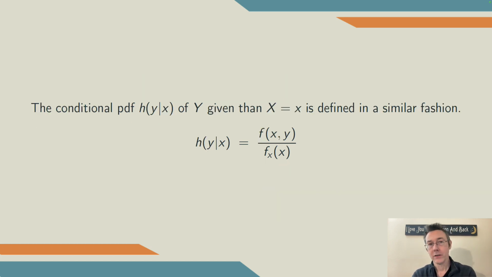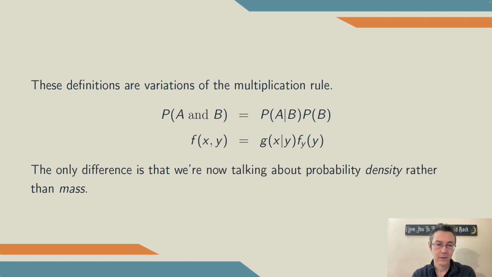Similarly, we can do a conditional distribution for the random variable y, given that the other random variable, x, has a specific value that we specify, little x. The notation there is usually h of y given x, and you can see the definition is exactly the same, just with the roles of x and y reversed.